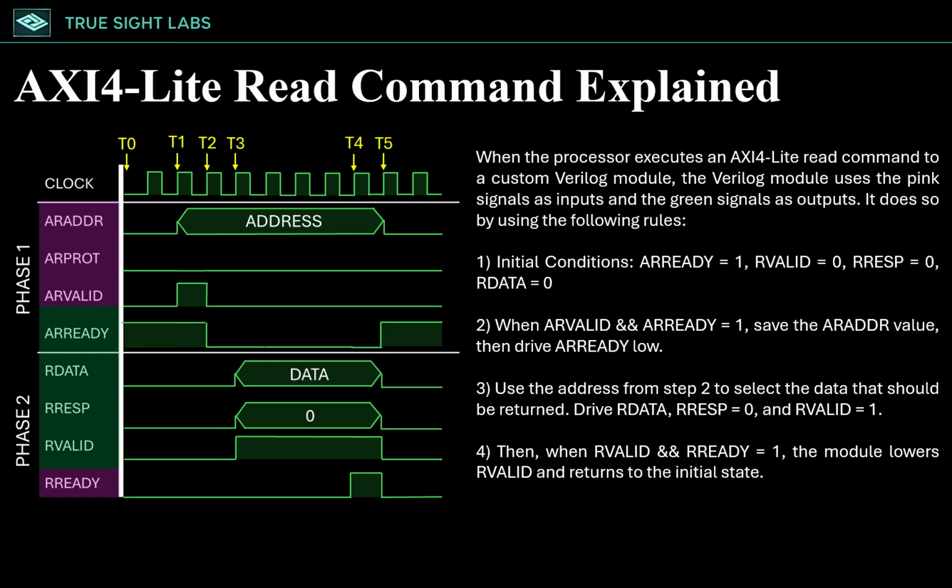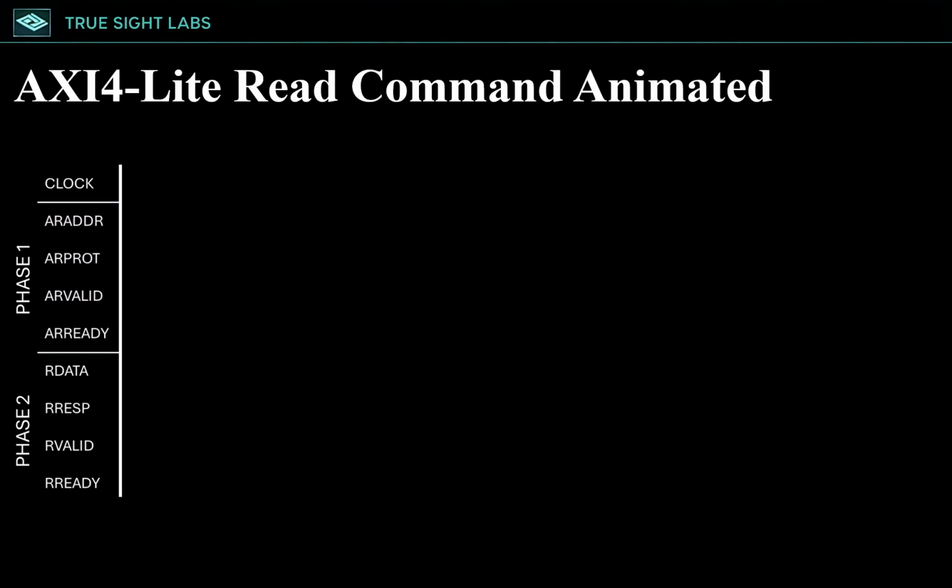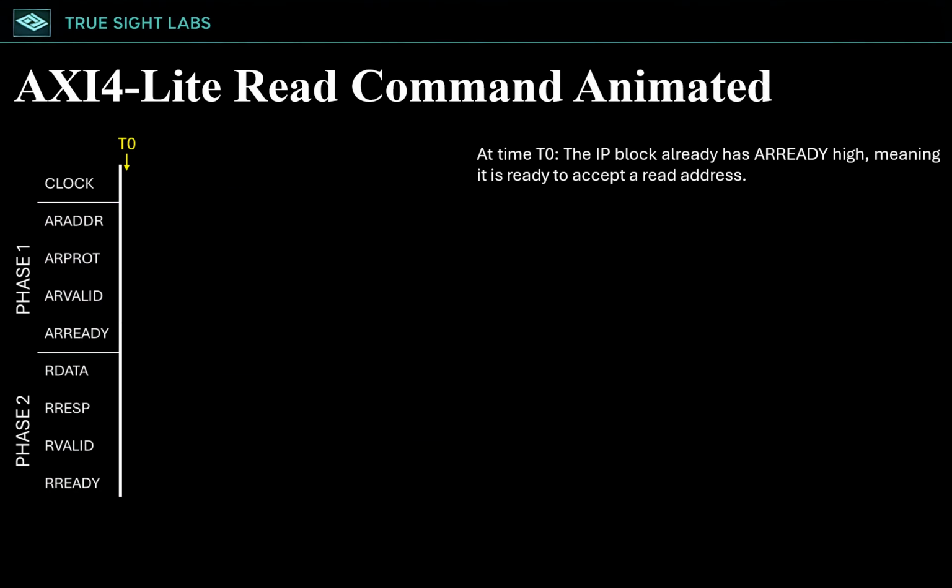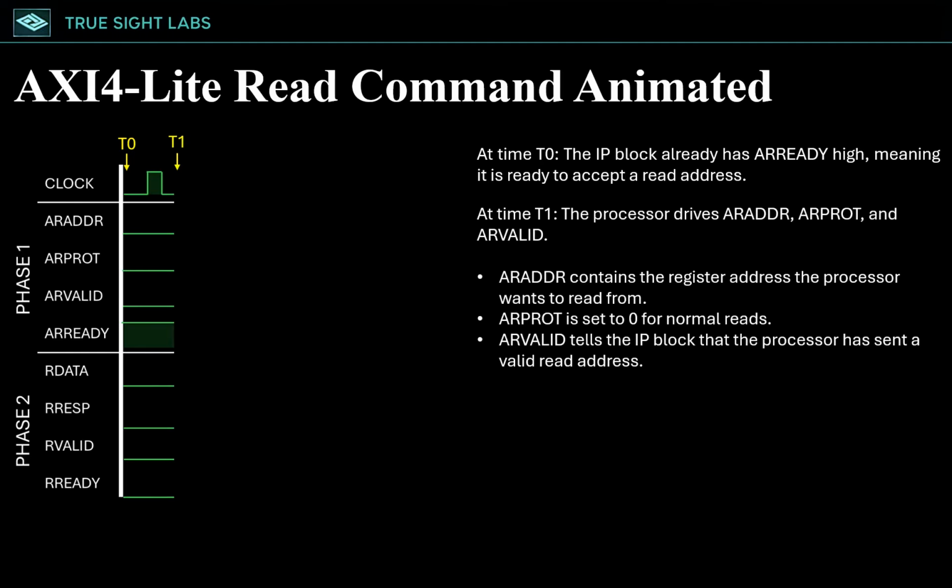The animation shows exactly what happens during an AXI4-Lite read command. At time t0, the IP block already has AR ready high, meaning it is ready to accept a read address. At time t1, the processor drives AR address, AR prot, and AR valid. AR address contains the register address the processor wants to read from. AR prot is set to 0 for normal reads. AR valid tells the IP block that the processor has sent a valid read address.